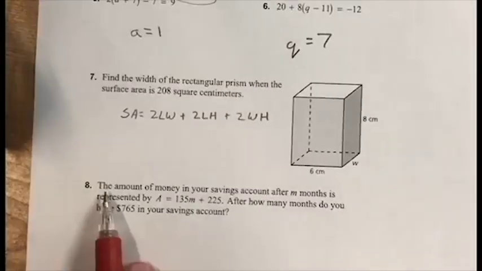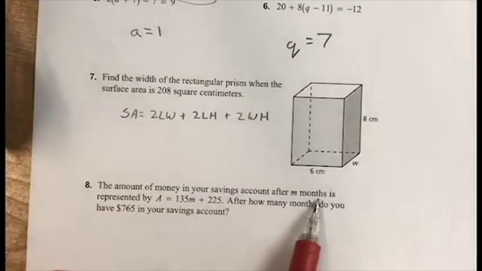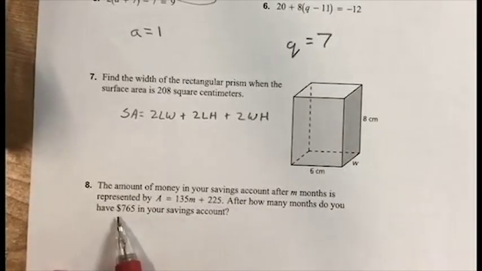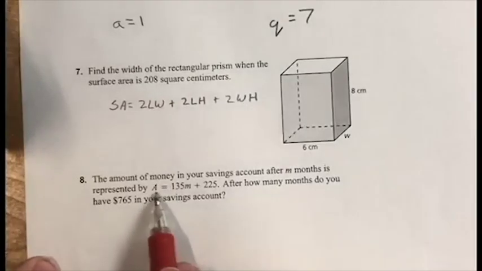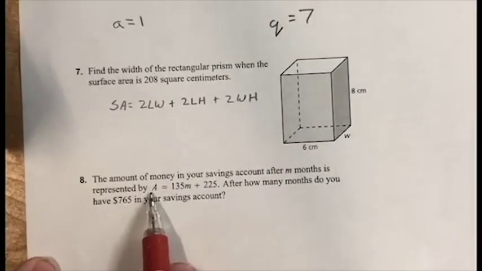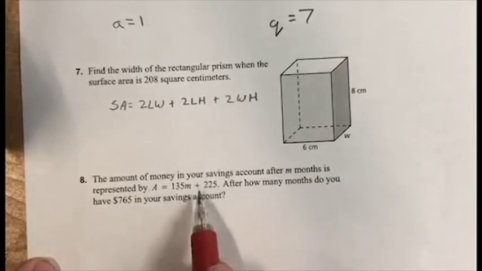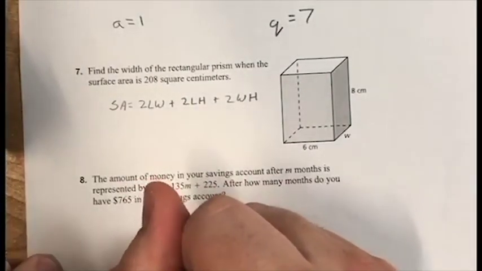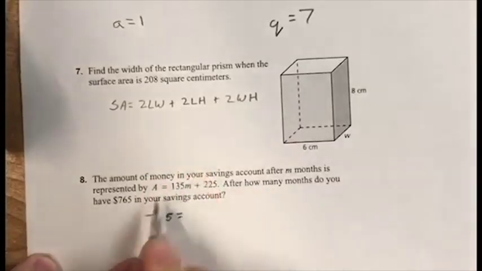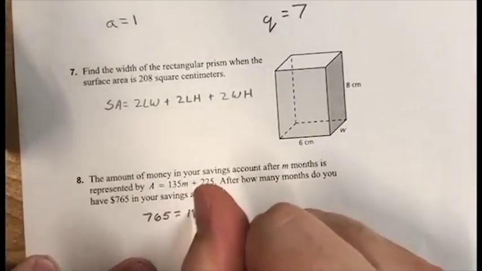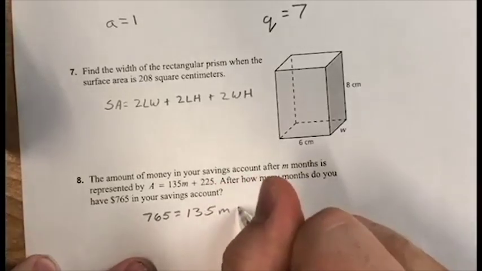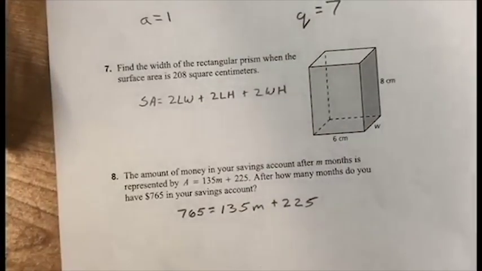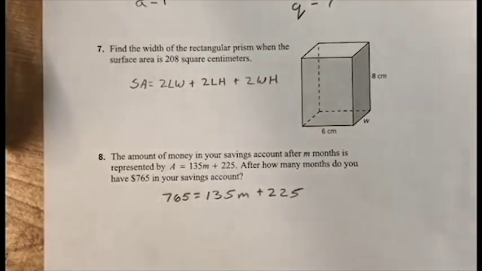Let's look at number 8. It says the amount of money in your savings account after M months is represented by this equation. After how many months do you have 765 in your account? So this A represents the amount of money that you have after you've waited so many M months. So you have $765. That means I'm going to plug that into my A, into my equation. And my job now is to simply solve it. This is all I'm going to do for you on number 8 to help you out. I think you can figure the rest out on your own.